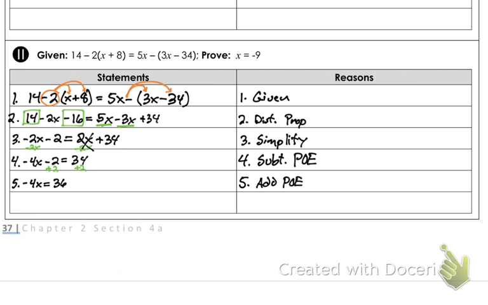And it looks like my last step is going to be my division property of equality. So I'm going to divide both sides by -4. And that's going to give me x equals -9. And that would be my division property of equality.